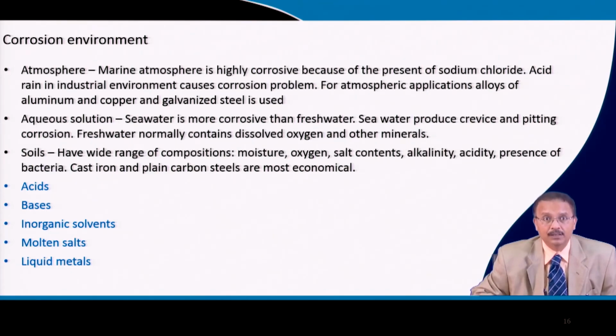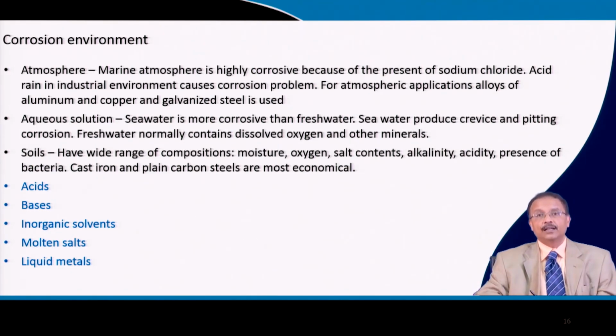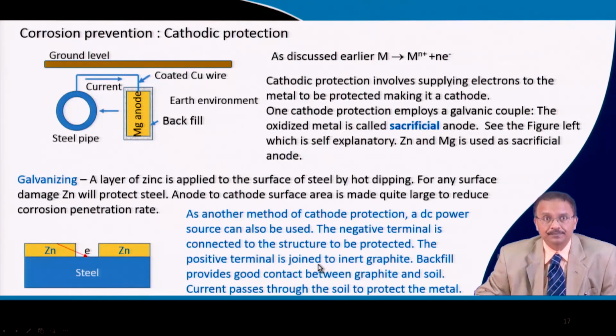Soils could also be corrosive. They have a wide range of composition, moisture content, oxygen content, salt content, alkalinity and acidity, and presence of bacteria. All these things can expedite corrosion. Usually cast iron and plain carbon steel are most economical to withstand this environmental effect. Other than that, different acids, bases, inorganic solvents, molten salts and liquid metals also expedite corrosion.